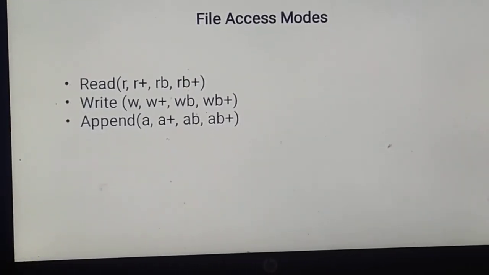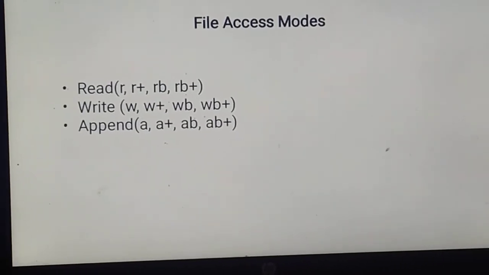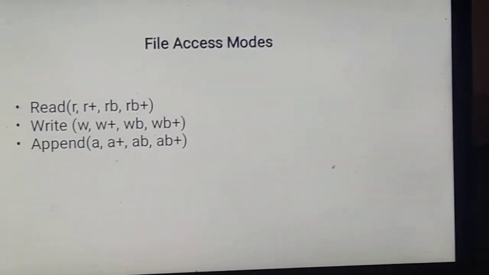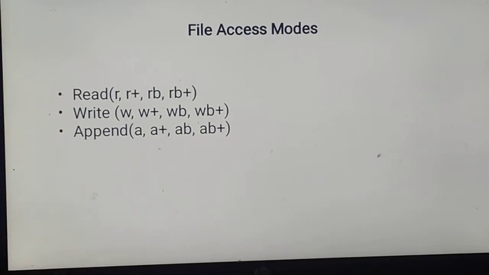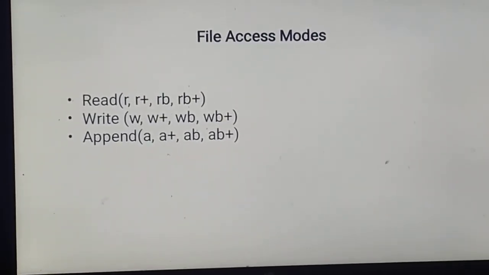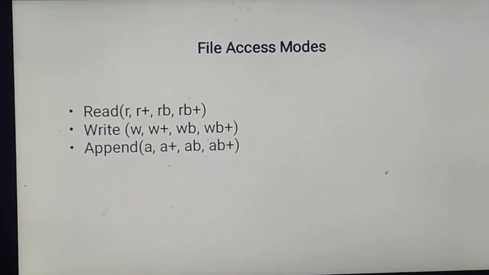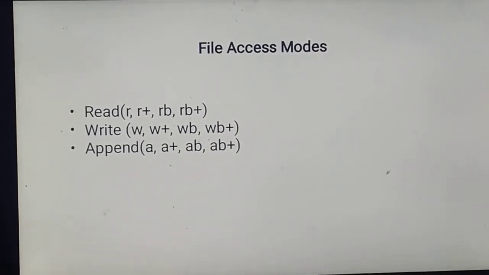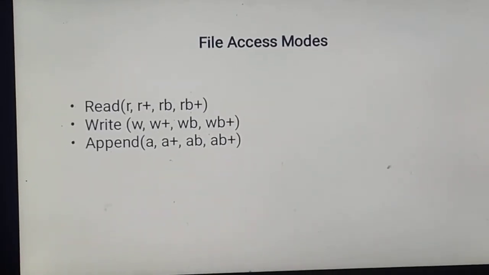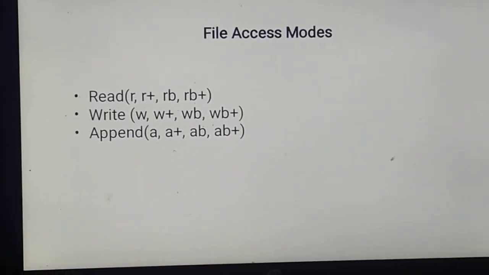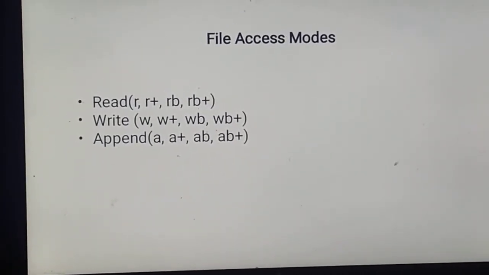We have categorized the access modes into three categories. The first is read, another is write, and the third is append. Every category has four different access modes. Firstly we are going to discuss the read access mode. In read we have R, RB, R plus and RB plus.